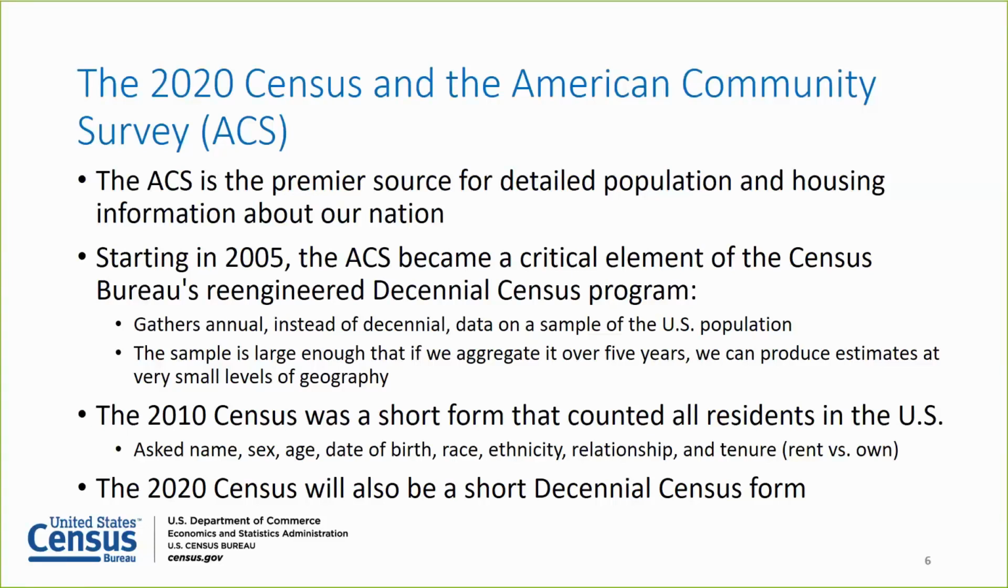population. Now, the sample is large enough that we can aggregate it over 5 years. We can produce estimates at very small levels of geography, including block group and tract, which I'm going to talk about today because that's what the planning database is at. Because we were collecting more information about households, language spoken, and income on the ACS, we were able to make the 2010 census and the 2020 census relatively short form with just a few questions such as name, sex, age, date of birth, race, ethnicity, relationship, and tenure, rent versus own, for each U.S. household.